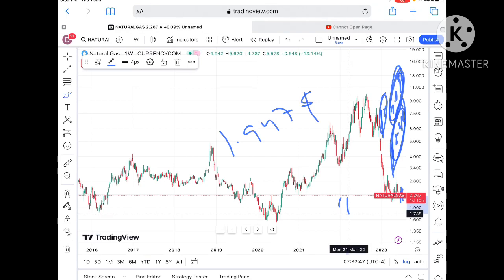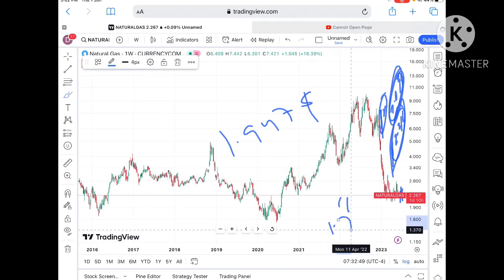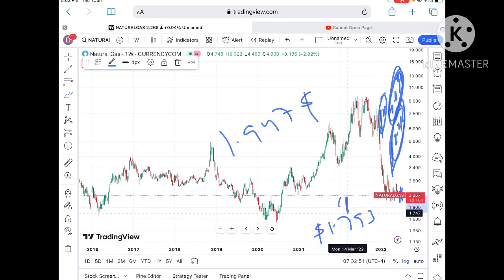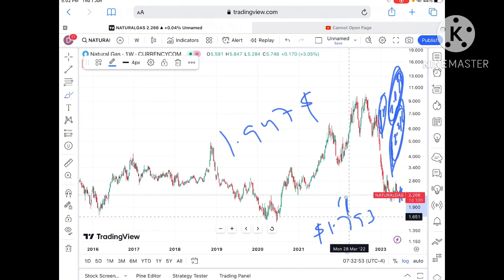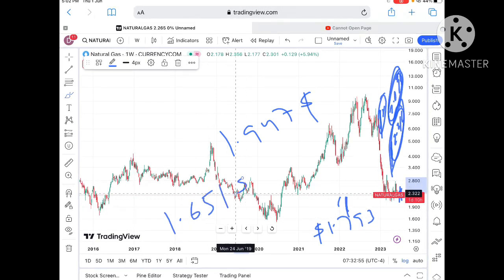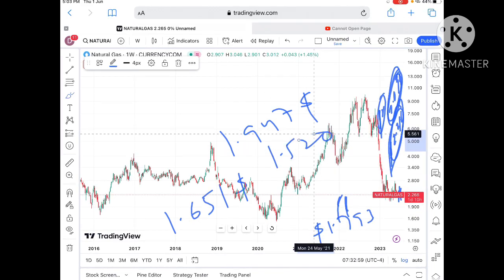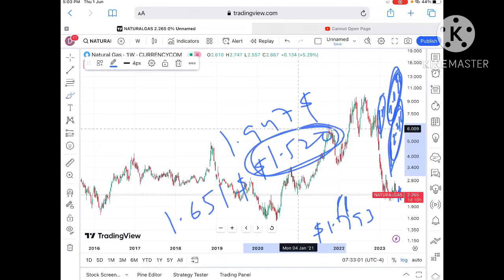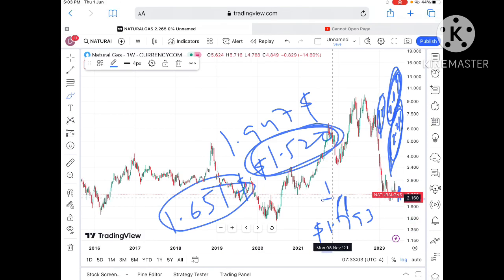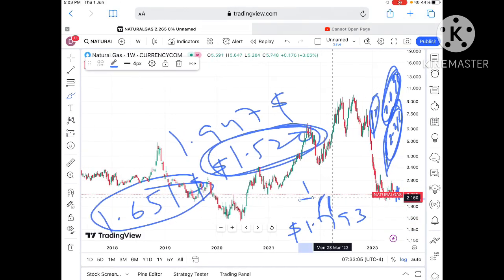After that it can go further down towards a level of 1.793. And if that level falls further, then a probability of touching 1.651 is there, and from there it can go towards a level of $1.520. This is the level where, once it starts falling, we can see it go further down. Any doubt regarding this, you can mail me.